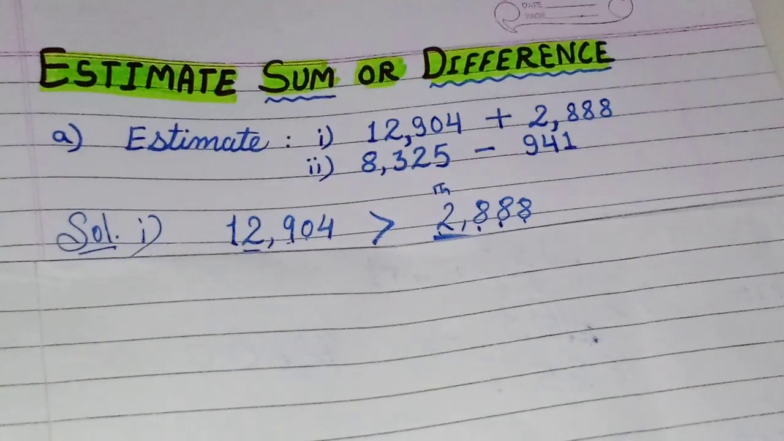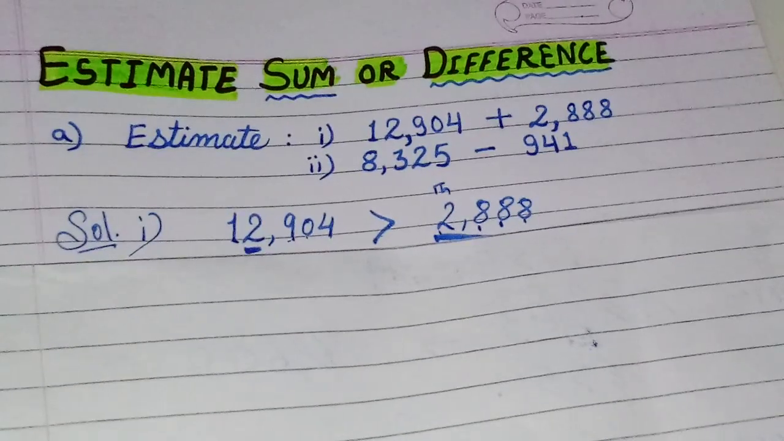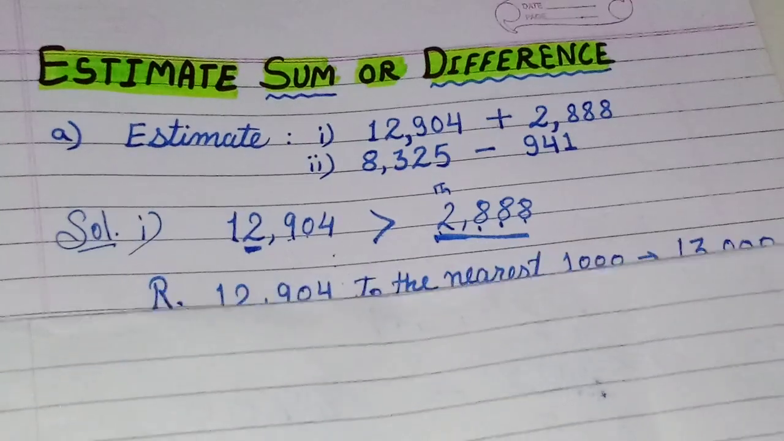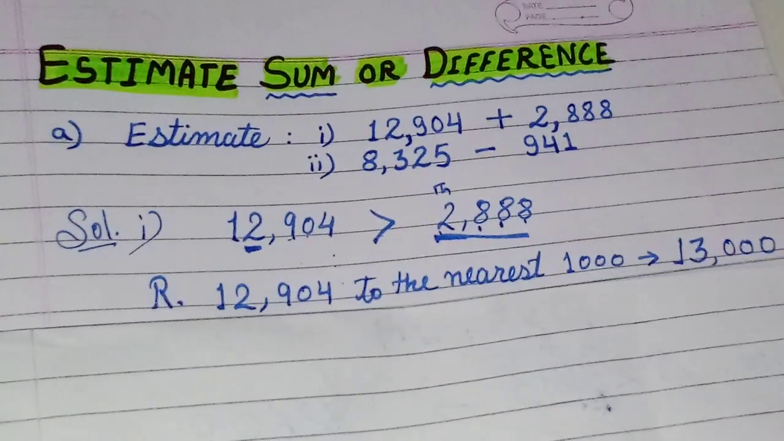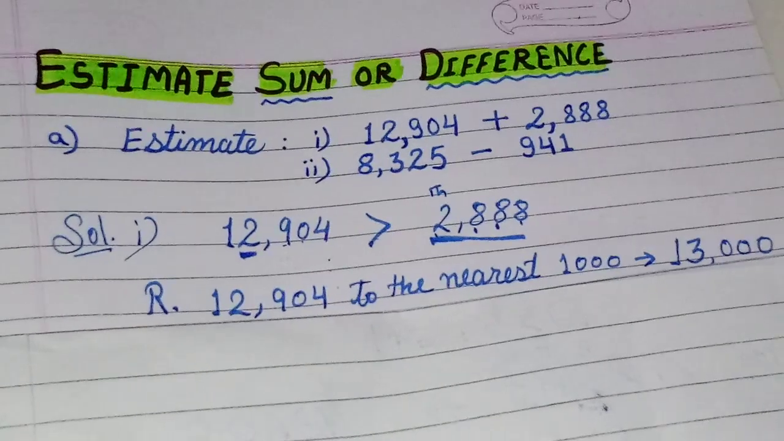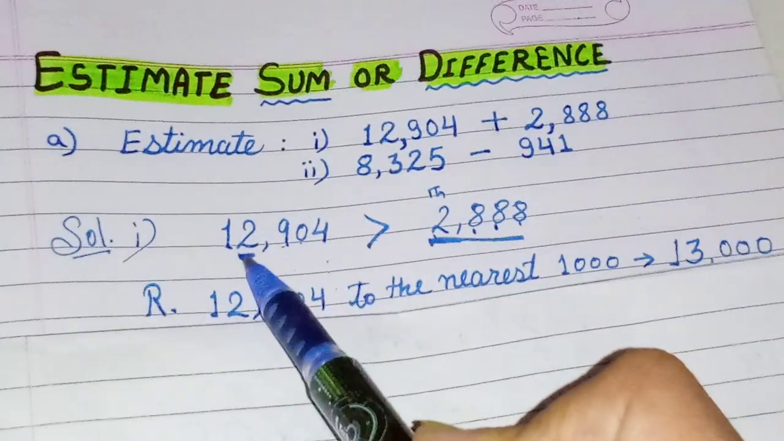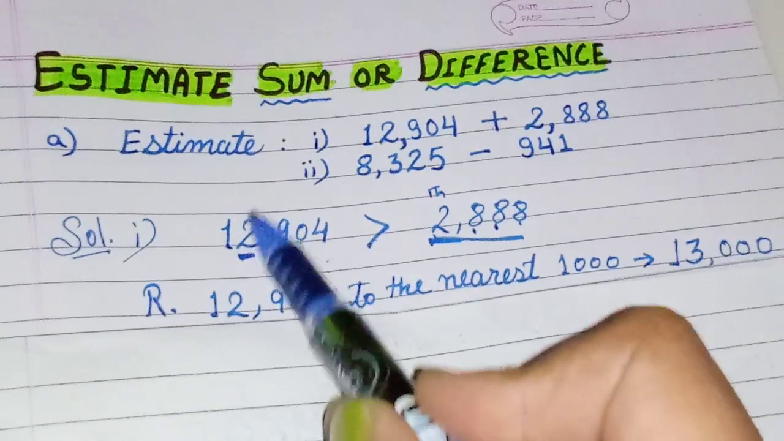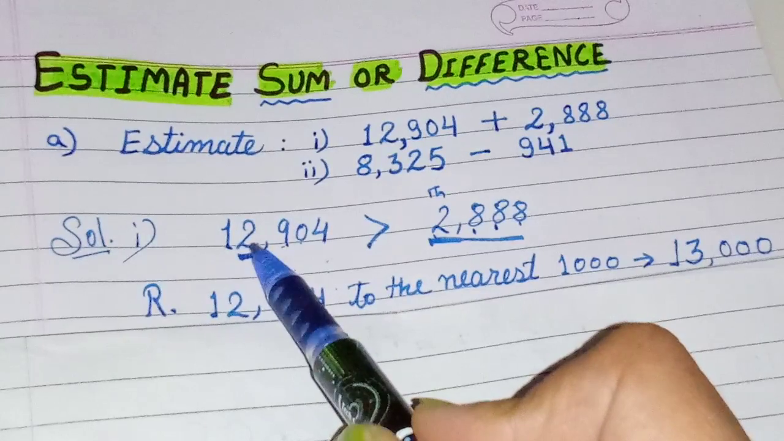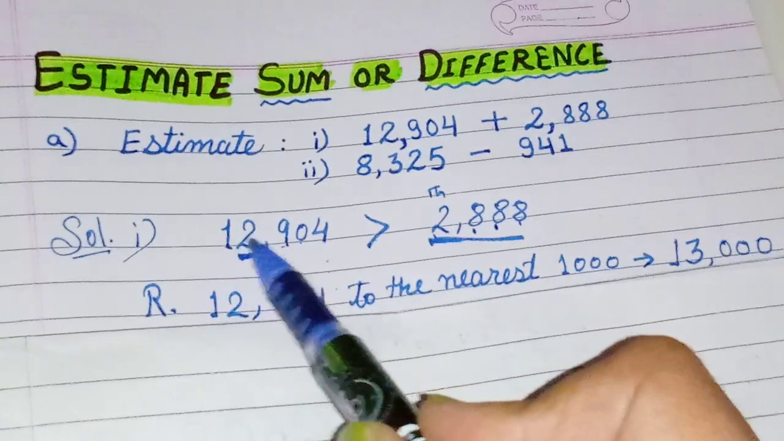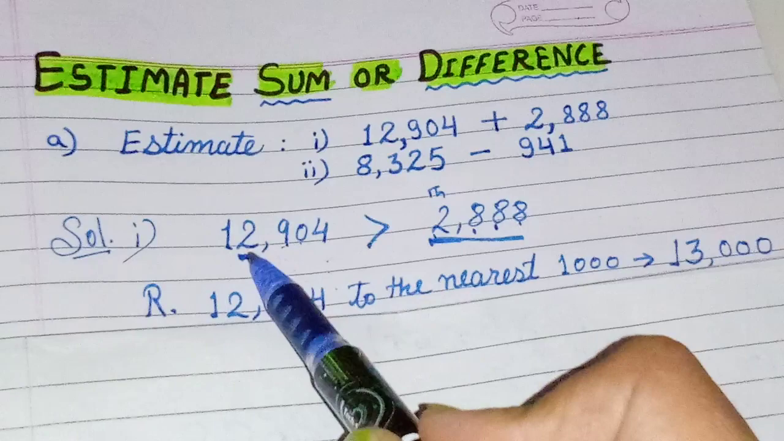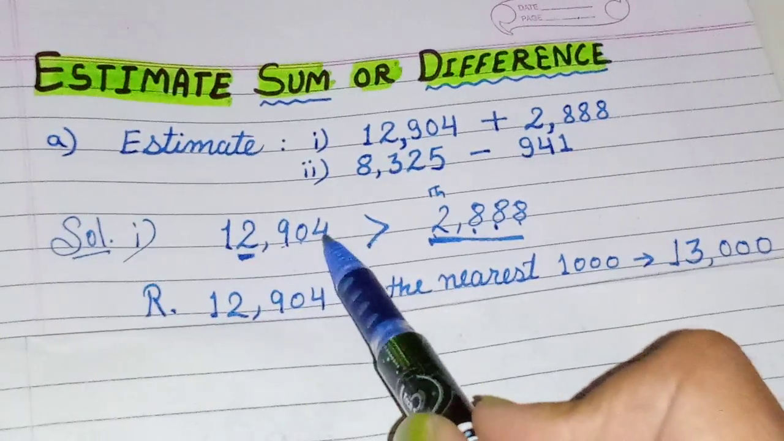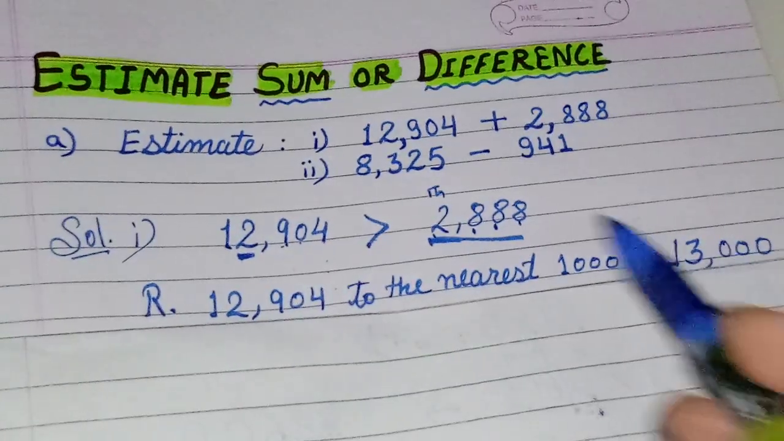So first of all we will round off our first number, that is 12,904, to the nearest thousand. So when we round it off to the nearest thousand, we get 13,000. How is it so? Because the thousands place here is 2, next to it is 9 which is greater than 5. So we need to add 1 to this 2. So 2 plus 1 will become 3. So in place of 12 we will have 13, and after this all the digits will become 0. So 13,000.